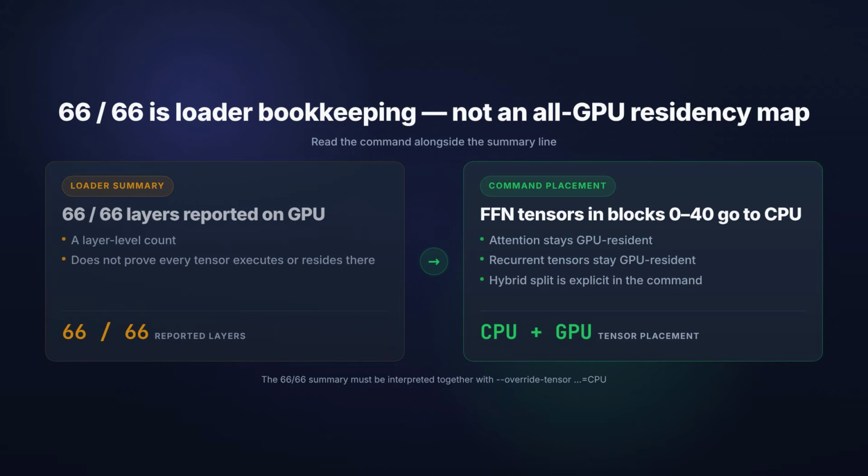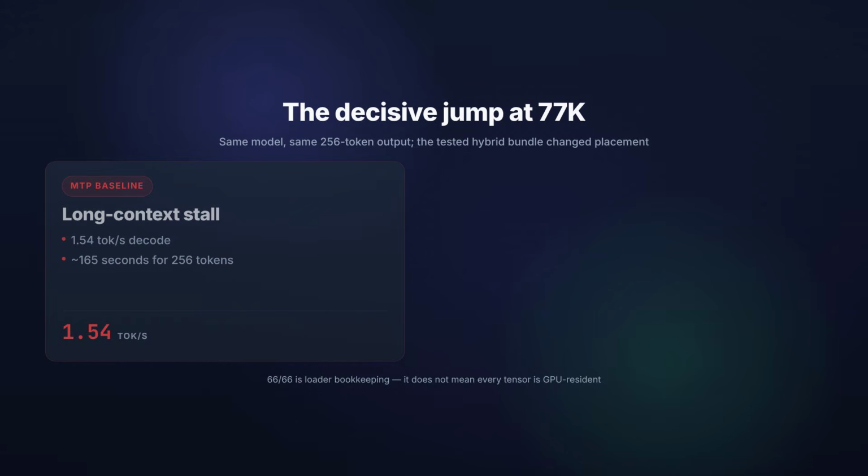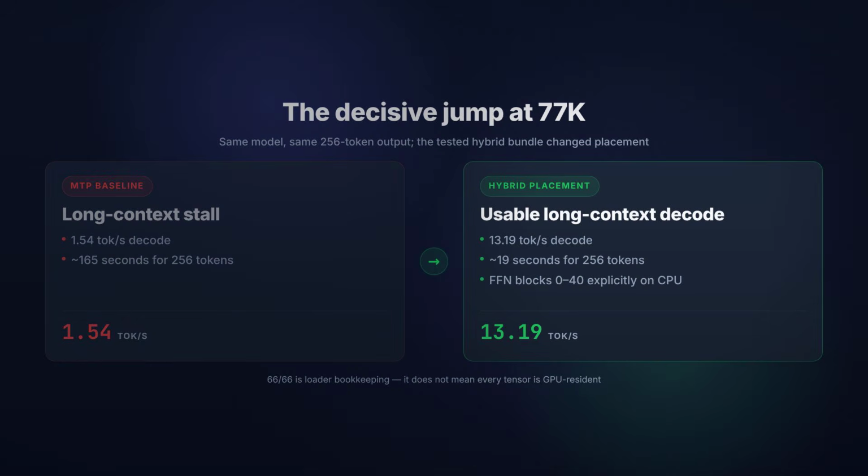66 of 66 layers reported on the GPU does not mean every tensor executes or resides there. The count is loader bookkeeping at layer level, while the command explicitly places those feed-forward tensors on CPU and keeps attention and recurrent tensors GPU resident. That split transformed the largest prompt.